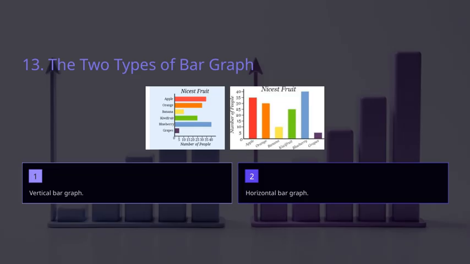The second type is the horizontal bar graph. Here, the bars run horizontally. This design is especially useful when category names are long or when you have many categories to display. It allows for easier reading and comparison because the labels are aligned nicely along the y-axis. Both types serve the same purpose of visualizing data clearly, but choosing between them depends on what you're trying to emphasize and the nature of your data. Remember, selecting the right type of bar graph helps communicate your message more effectively and keeps your audience engaged.